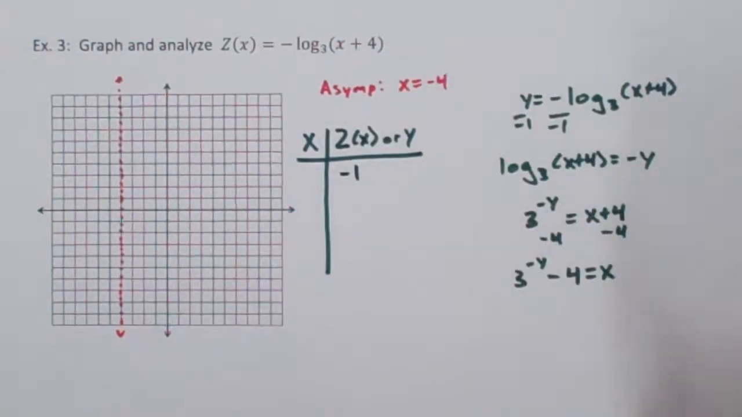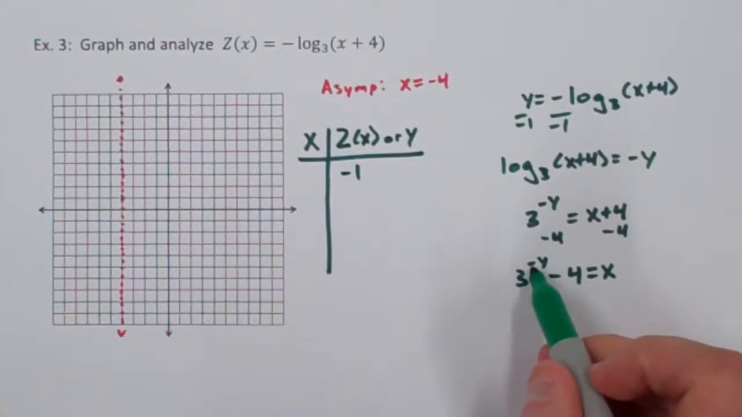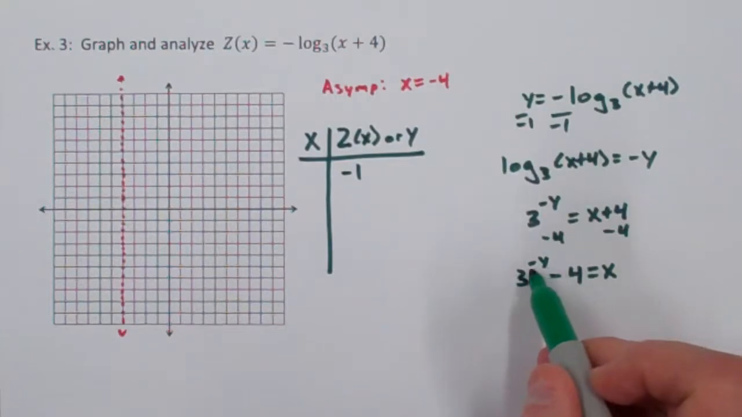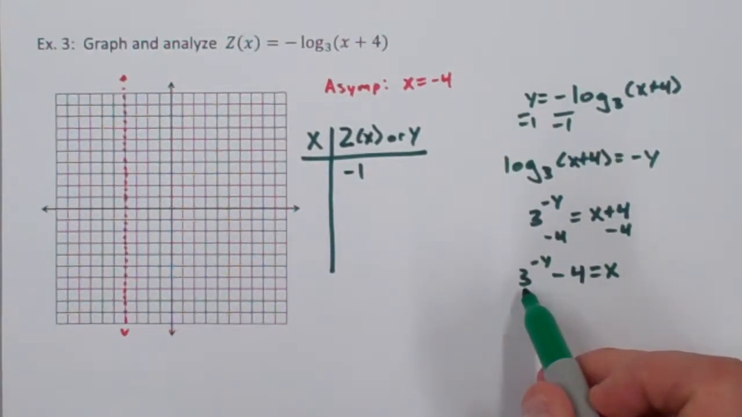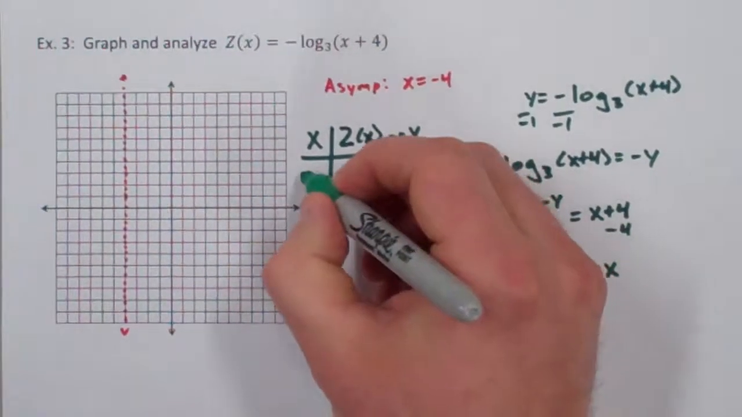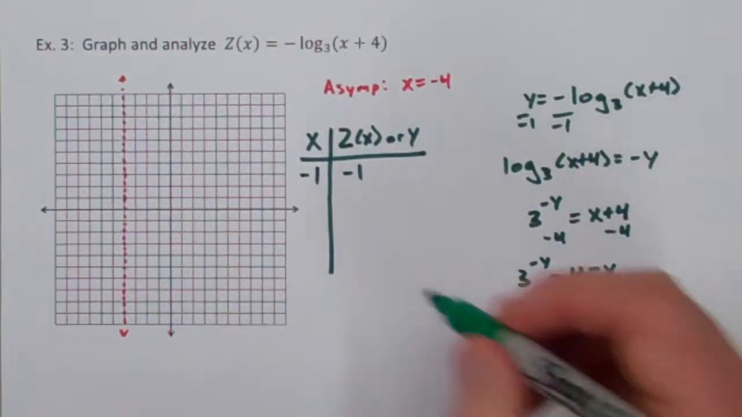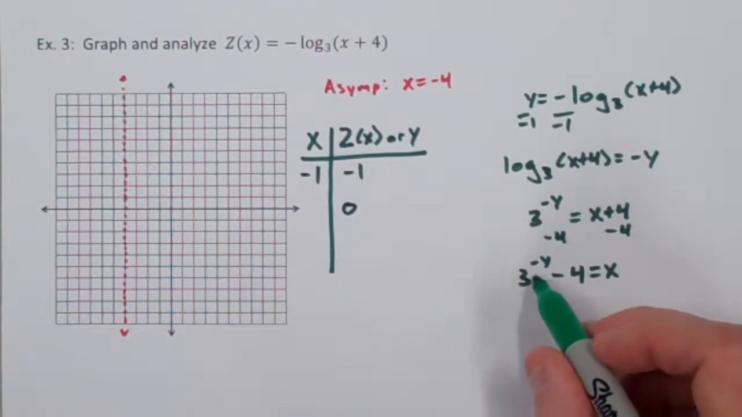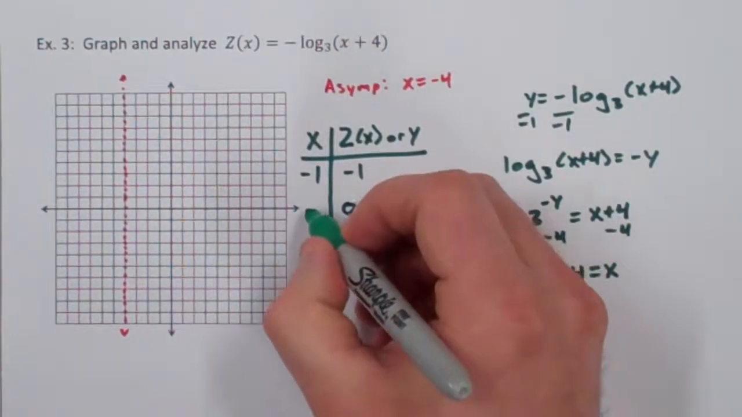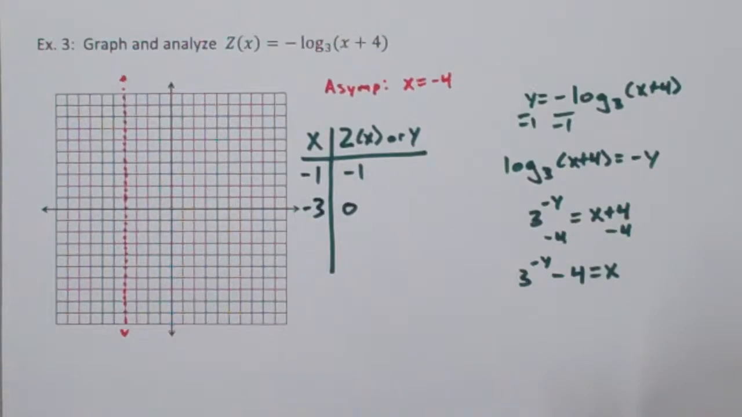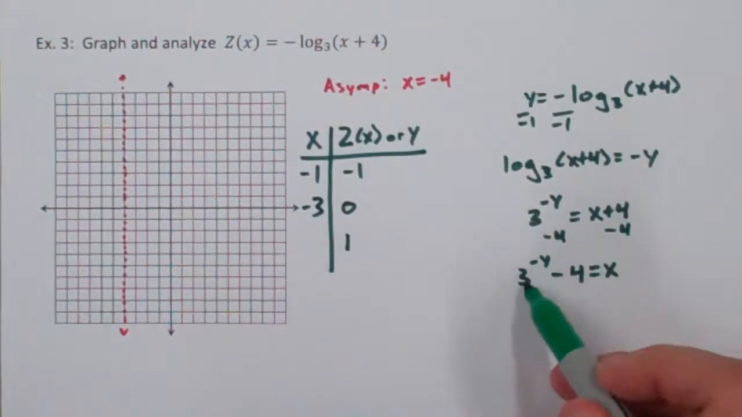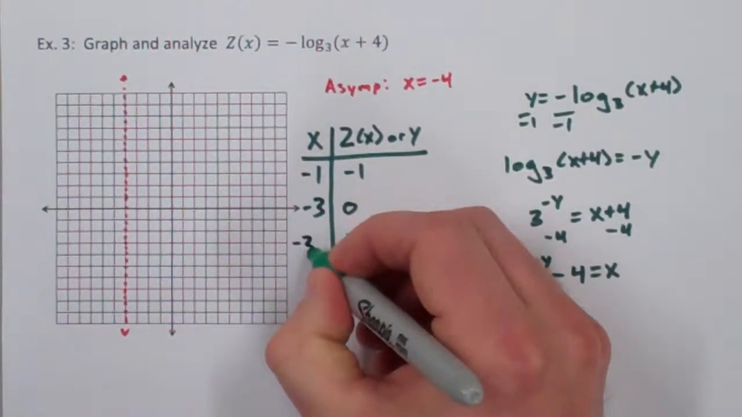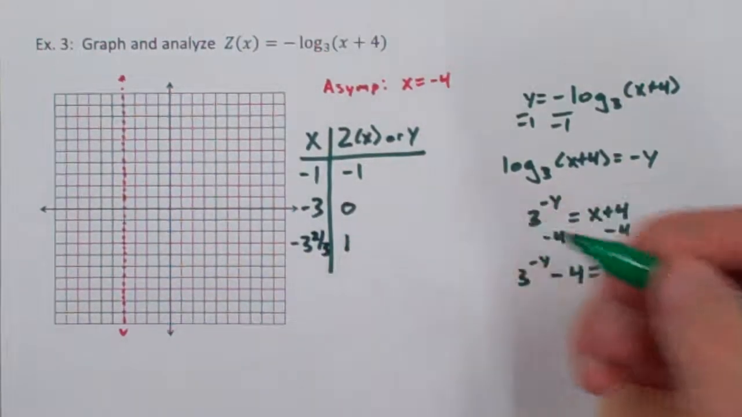Maybe negative 1 will work. 3 to the negative y, which is 3 to the negative, or the opposite of negative 1, which is 3 to the first. So 3 to the first is 3. 3 minus 4 will give us negative 1. If we choose 0 here, 3 to the 0 power is 1. 1 minus 4 is negative 3. We could choose positive 1 as well. So 3 to the negative 1 is 1/3, making 1/3 minus 4, negative 3 2/3.